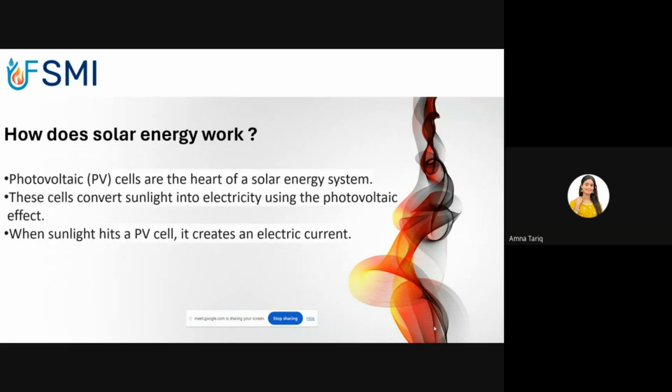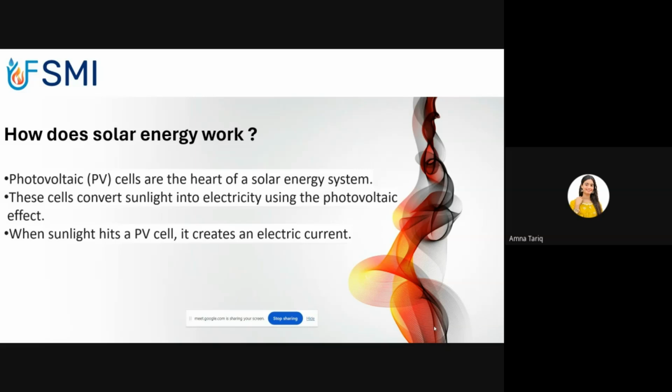Next, how does solar energy work? Solar energy is captured using photovoltaic cells, also known as solar panels. The photovoltaic cell captures the sunlight, and then further processing starts. These panels consist of layers of semiconducting material, typically silicon. When sunlight strikes the solar panel, it excites electrons in the silicon atoms, causing them to flow and generate electricity.